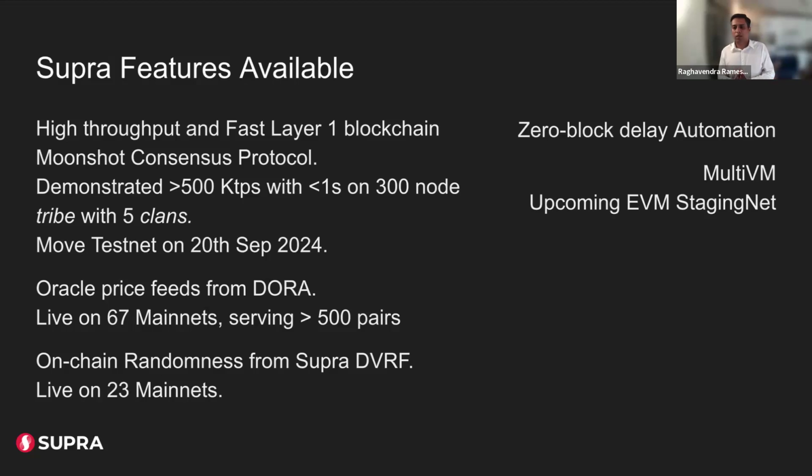As I said, it's a multi-VM network. We already have a MoveVM testnet. An EVM testnet, or staging net as we call it, is upcoming. Again, we have worked on the bridges. I'm going to give a talk in the upcoming SDLT about Supra's blockchain interoperability solutions. We have two kinds of bridge, Hyperloop and Hypernova, which are a trustless bridge and a multi-sig bridge.